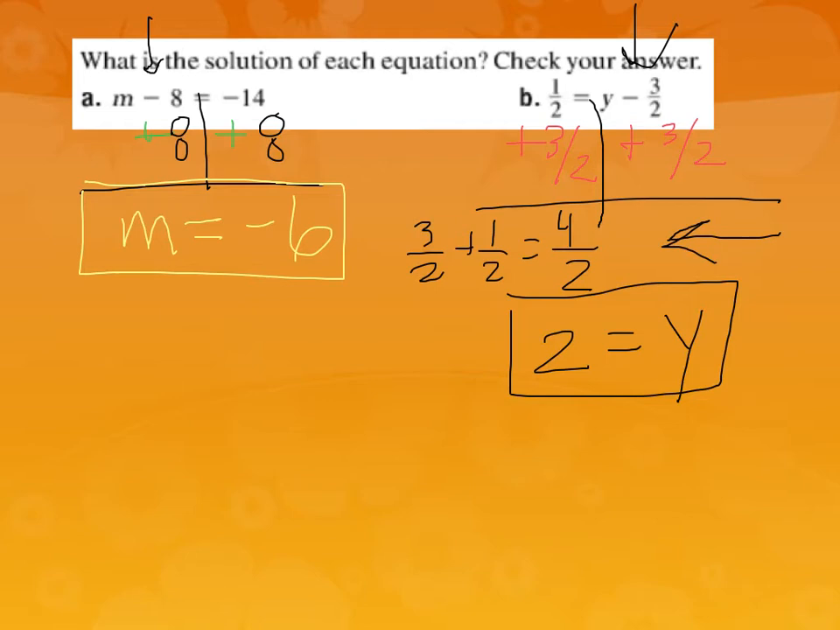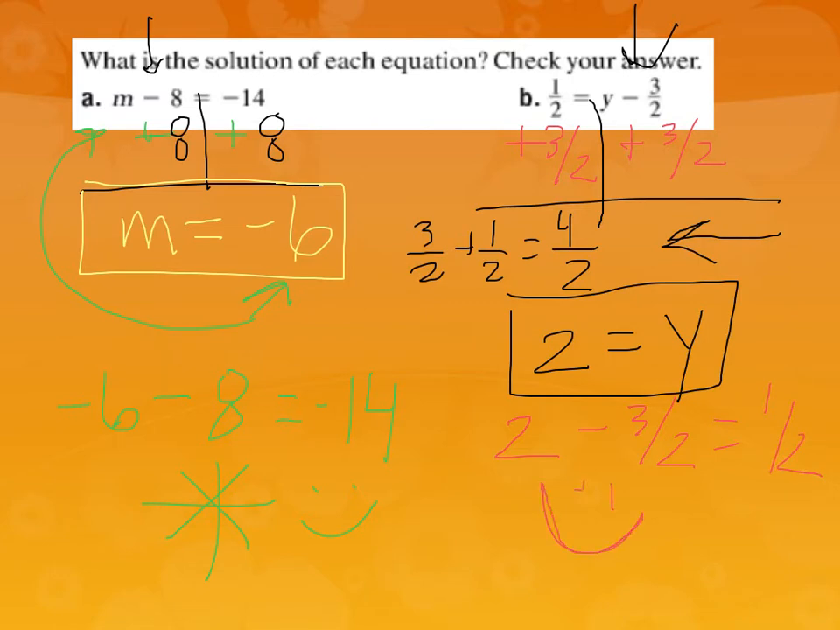Now it says to check your answer. If I want to check my answer, I'm going to put what I found as my answer, so -6, back into the original equation. So here I would have -6 minus 8. And when I do -6 minus 8, that is equal to -14. So that checks out. Yay! So if I look at my next problem, if I want to check my answer, I have 2 minus 3/2, which is equal to 1/2. And that checks out. Yay!